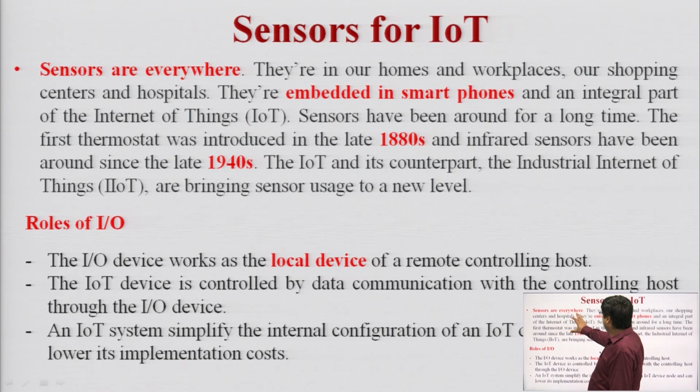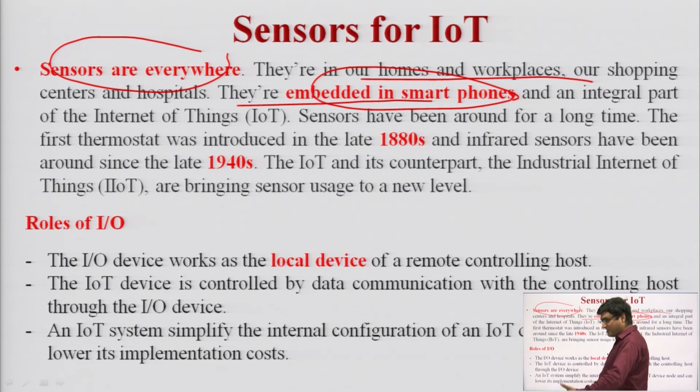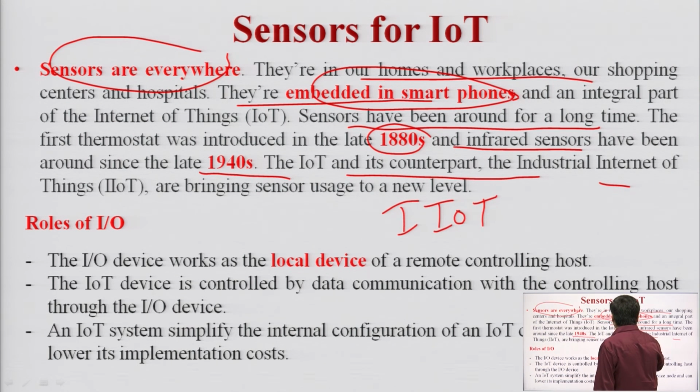So, what we can say is that sensors are everywhere. We can use them in our homes, workplaces, shopping, hospitals. They are embedded in smartphones. In our smartphone, there are various types of sensors: gyroscope sensor, motion sensor, the camera is also a sensor. Sensors have been around for a long time, from the 1880s to the late 1940s. IoT and its counterpart, the industrial internet of things, are bringing sensors to a new level.